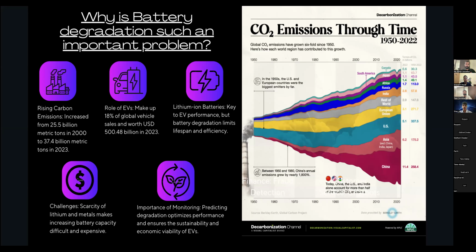Now let's talk about batteries. Lithium-ion batteries play a central role in the performance and environmental impact of electric vehicles. However, battery degradation persists as a major setback, affecting the lifespan, efficiency, and overall sustainability of electric vehicles. Battery degradation refers to the permanent loss of a battery's ability to store charge, or a reduction in how quickly it can charge or release energy.